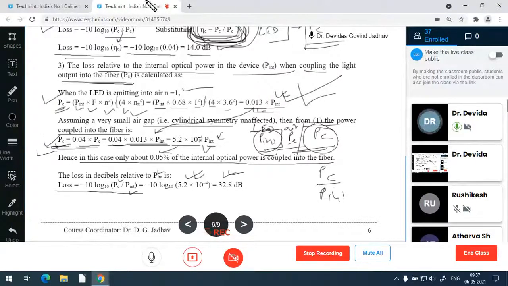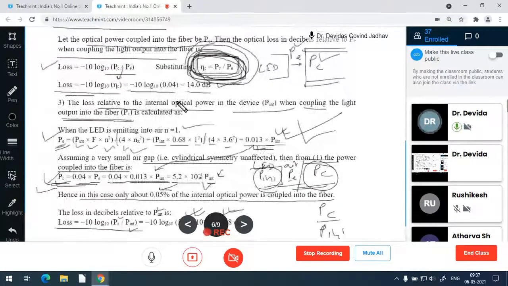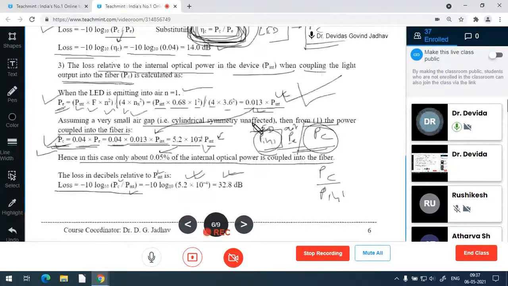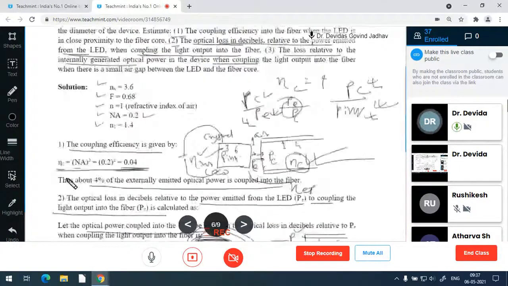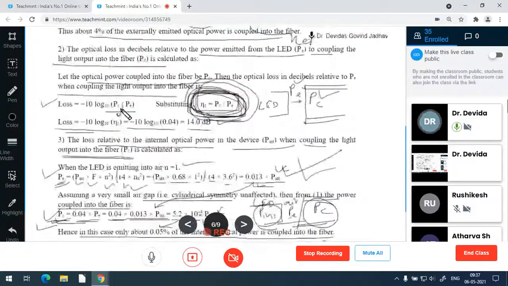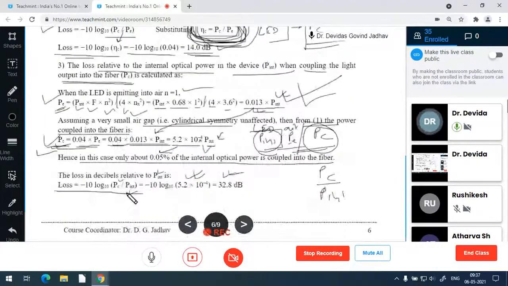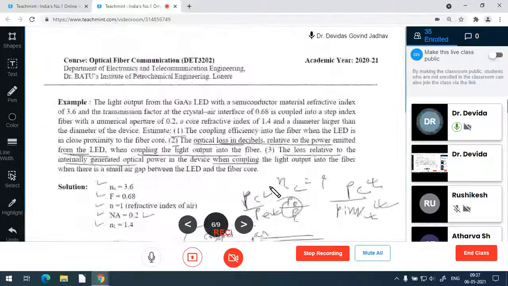Okay, that is calculated. Also in the previous case, we calculated PC upon P emitted. Here we are calculating PC upon P internal. So what have we calculated? Coupling efficiency is 0.04. So coupled power to the emitted power loss is 14 dB, and similarly PC to the P internal loss is 32 dB. Okay. So these are the calculations.